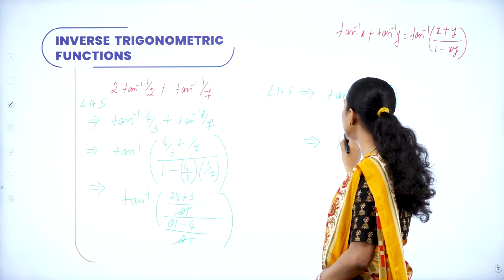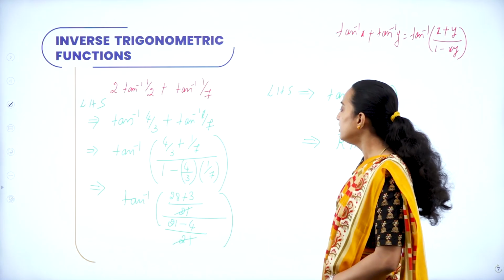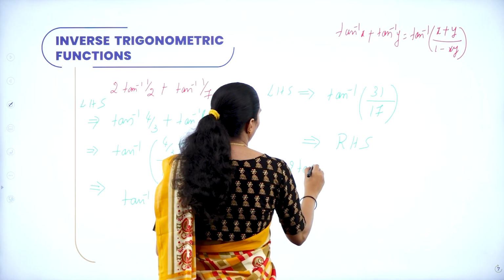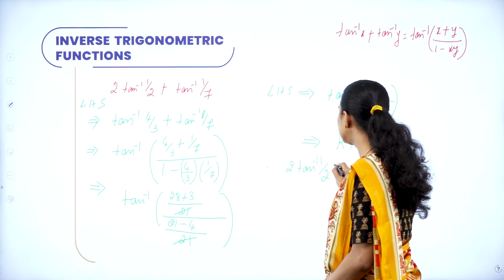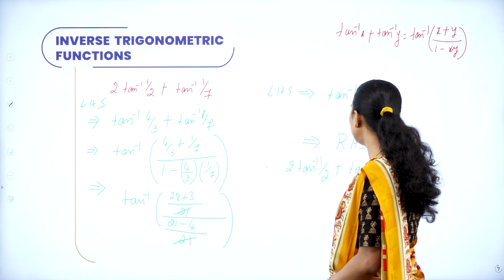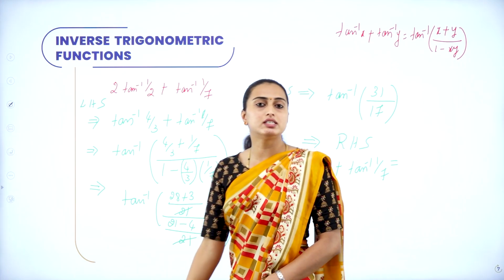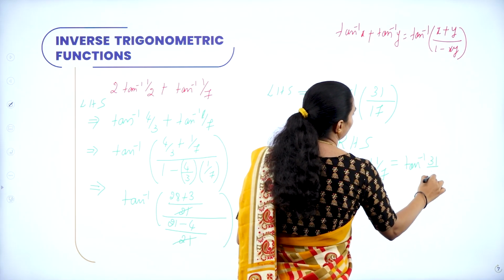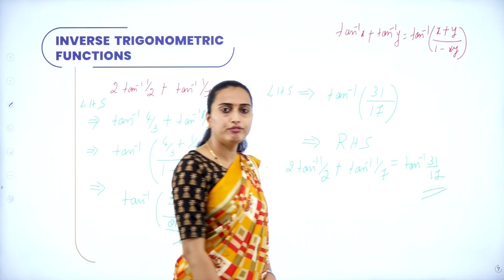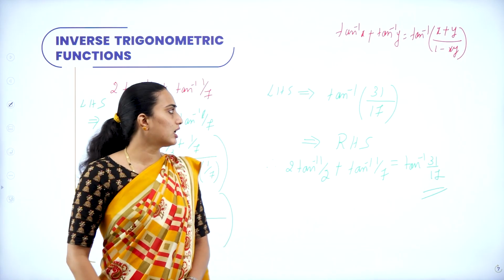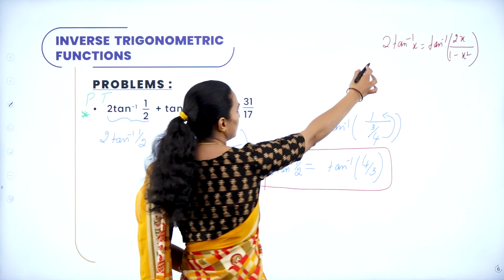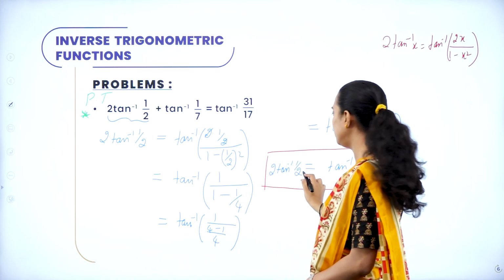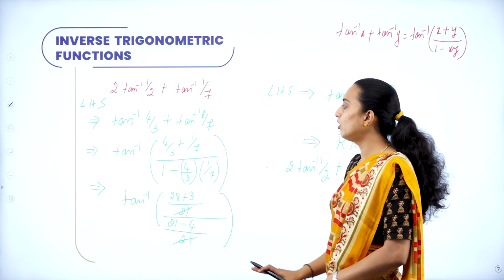Tan inverse of that is RHS, right hand side. Therefore, you can have 2 tan inverse 1 by 2 plus tan inverse 1 by 7 is equal to what we have proved, tan inverse of 31 divided by 17. This is your proof. You understood the proof, I think. First I have used this formula: 2 tan inverse x is tan inverse of 2x divided by, to reduce to the form of tan inverse. This one. This step must be followed along with this.